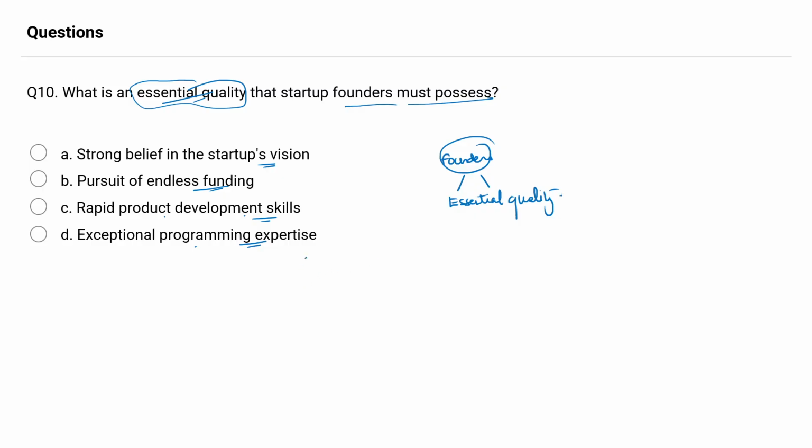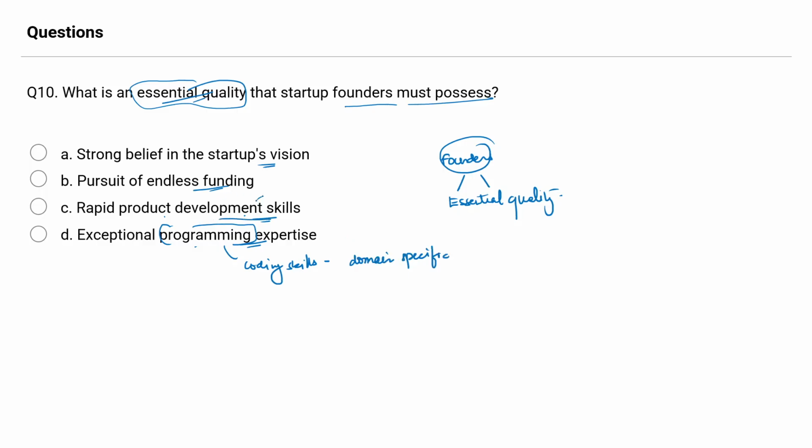Let's go from the bottom. Exceptional programming expertise. Now, this is very domain specific. It can be referred to coding skills, but this is very domain specific. Founders need to go beyond the role of their own domain, right? They have to manage the overall operations. Obviously, they need to have people who are taking care of finance, marketing, and all, but then it is very domain specific. So, it cannot be the correct answer.